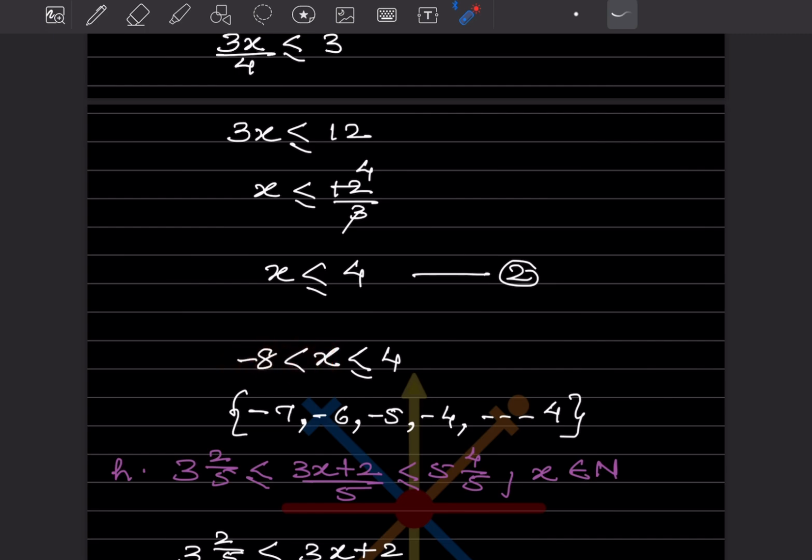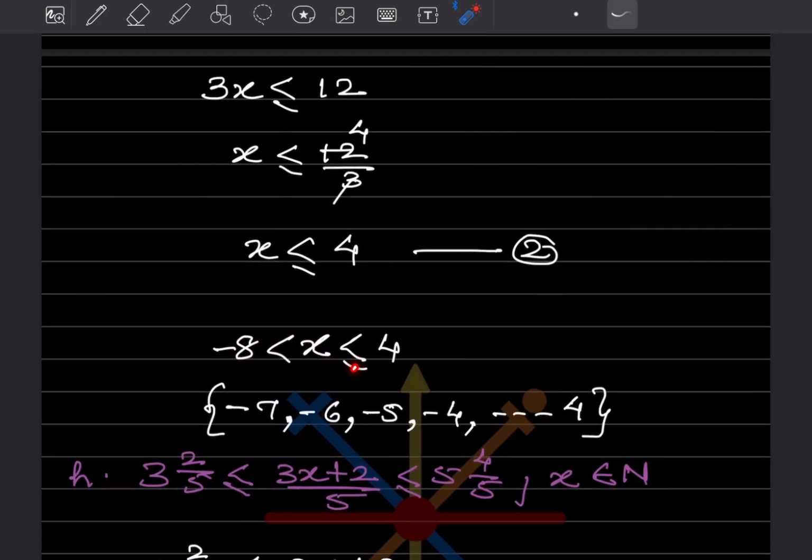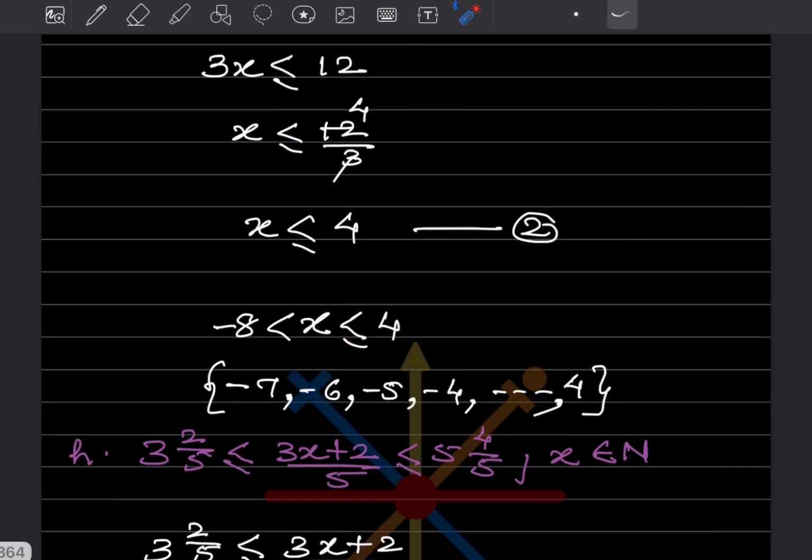So now what you can see, the numbers in between: equal to 4 means the 4 should be there, and now x is greater than minus 8. So minus 8 means that will be minus 7, because you know the smaller numbers in negative are the bigger one. So minus 7, minus 6, minus 5, minus 4, minus 3, minus 2, minus 1, and so on, and 1, 2, 3, 4. But usually we don't write so big numbers, we just put dash, dash, dash. And here we can put 4, because it is equal to 4. So this is the solution set for that.